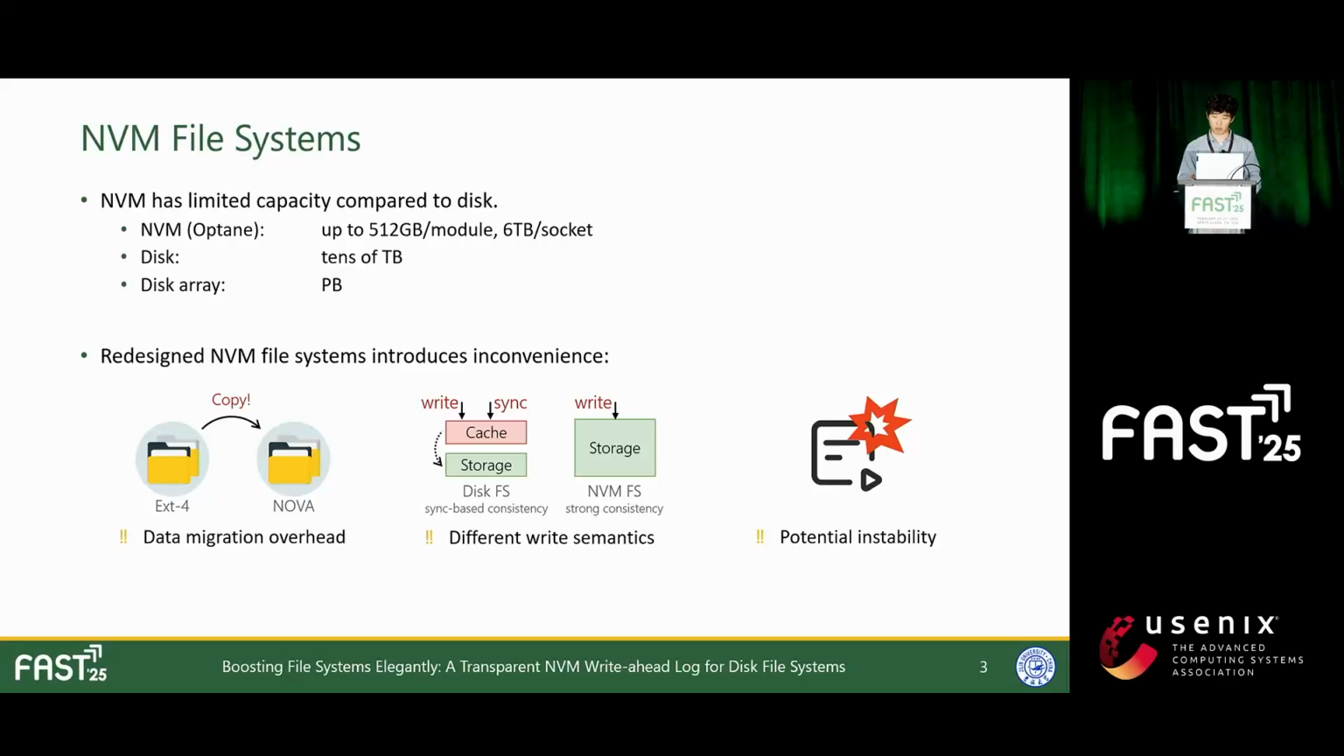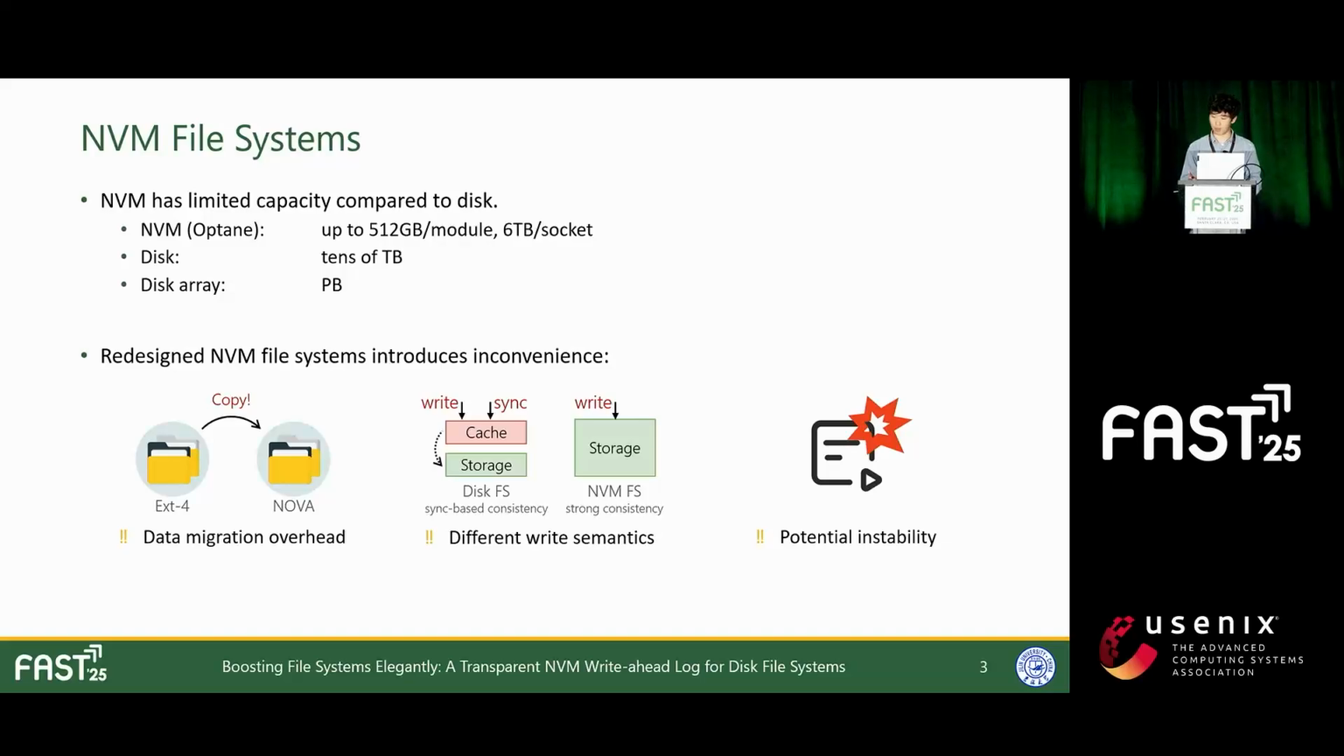However, NVM file systems are not silver bullets. Here are some problems with NVM-FS. First, NVM has limited capacity compared to disk. For example, Optane can provide up to 500 gigabytes per module and up to 6 terabytes per socket, while a disk array can provide petabytes of storage space.